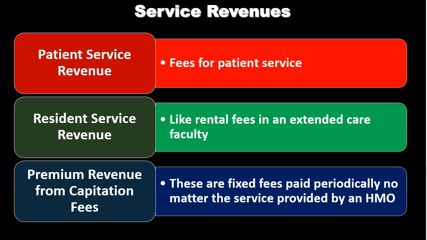These are fixed fees paid periodically, no matter the service provided by the HMO. So note, when we think about health organizations, the types of revenue and the different types of payment structures can be quite confusing, quite complex. We might get paid simply for the services, we might have some type of rental fee, and we might have some kind of fixed fee based on the service, no matter how much of the service was provided. The fact that we have those different types of revenue streams can make the revenue recognition process and the cycle of the collection and revenue recognition a bit complicated.